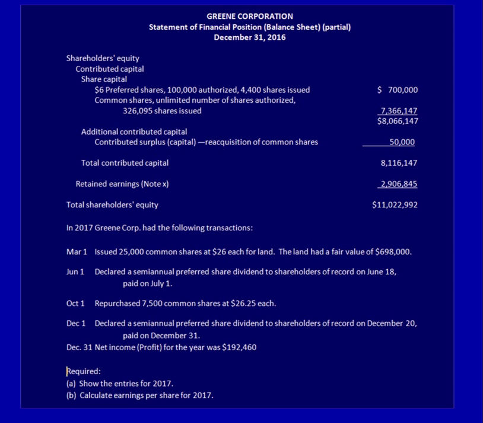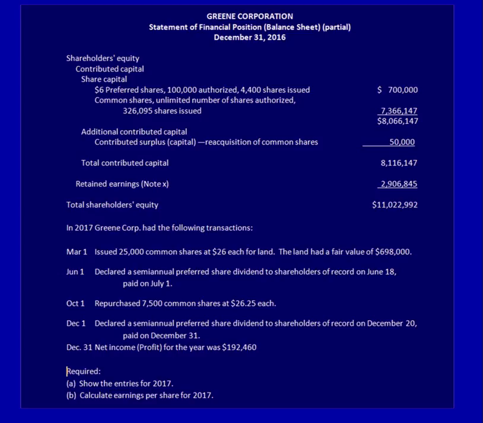Greene Corporation has been provided for December 31st, 2016. You'll notice that this is the shareholders' equity section of the statement of financial position, also called the balance sheet. All the information has been updated for the current year end, December 31st, 2016.